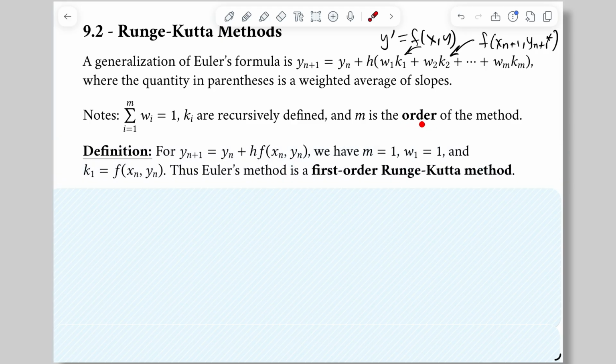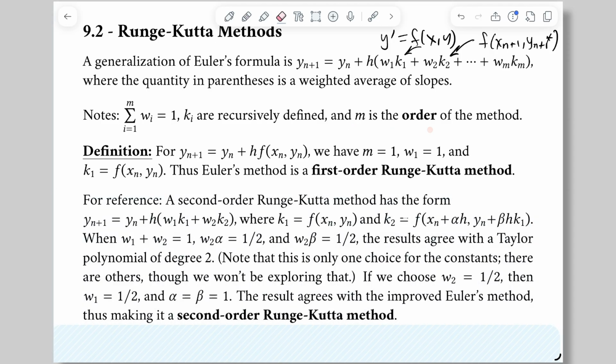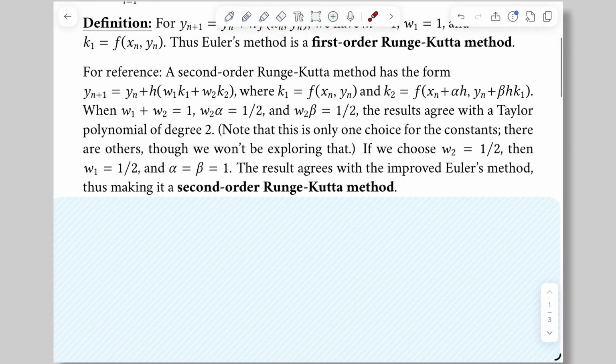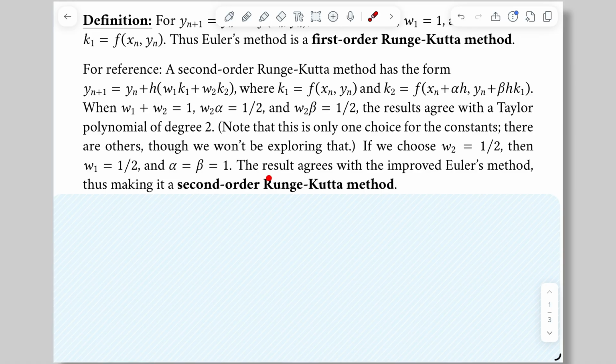m is the order of the method, and that's referring to how many slopes we're using. When we saw Euler's method the first time, m was 1, we only used one slope, the weight was 1, and k1 was f of x sub n, y sub n, like I wrote up here. Euler's method is a first-order Runge-Kutta method. Since m is the order of the method, a second-order Runge-Kutta method would use two slopes. And we saw that with the improved Euler's method.